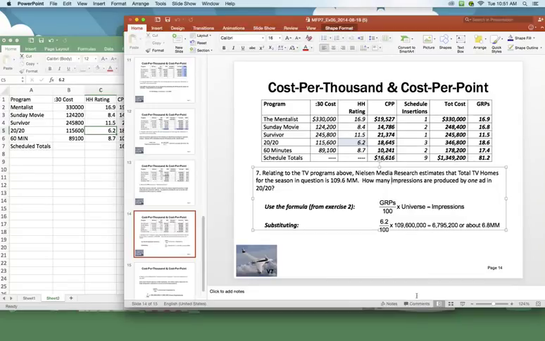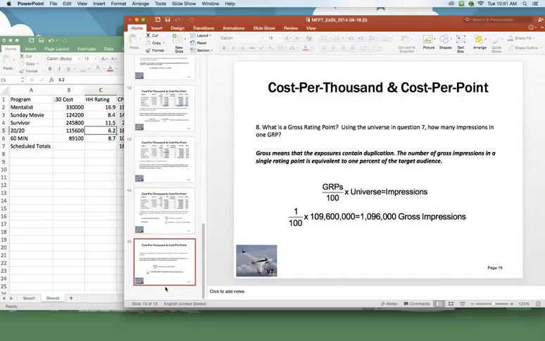And then they do the next question, which is very similar, saying, okay, we had 6.2 GRPs. What if it was just 1? And so in this case, it'd just be 1 over 100 times your universe, and you get your gross impressions. So that's actually going to be the majority of the legwork we're going to do in our work in media flight plan. The rest of it's actually pretty easy to determine, and I hope I labeled this well enough.